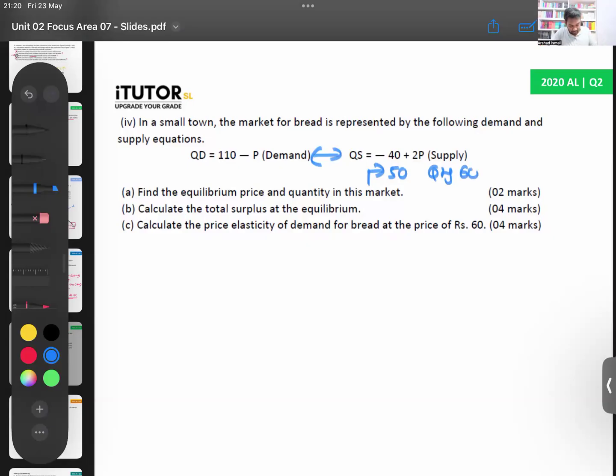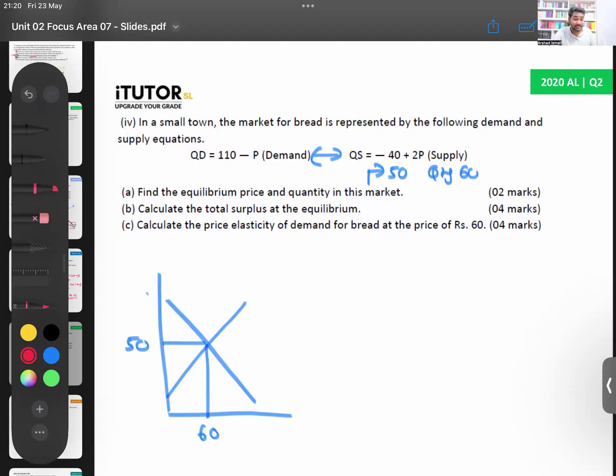So then draw the diagram. Total surplus is economic surplus. Give me the other information as well. Equilibrium price is 50, quantity is 60. How much is the maximum demand price? Price when QD equals 0. So when QD is 0, it's 110. Minimum supply price when QS equals 0, that is 20.